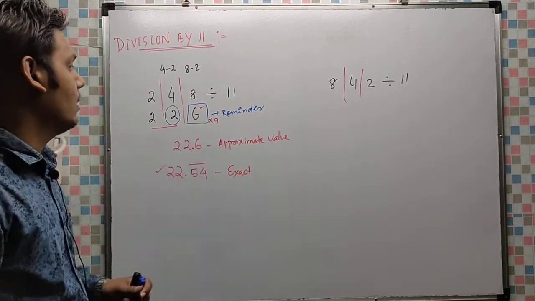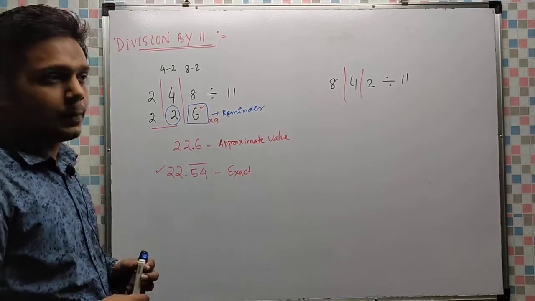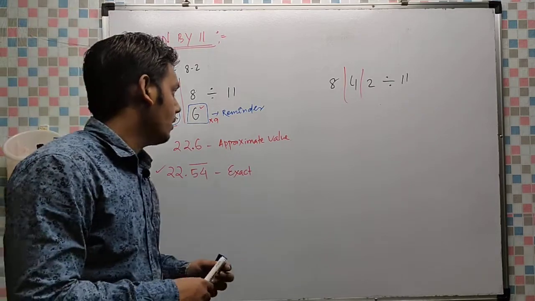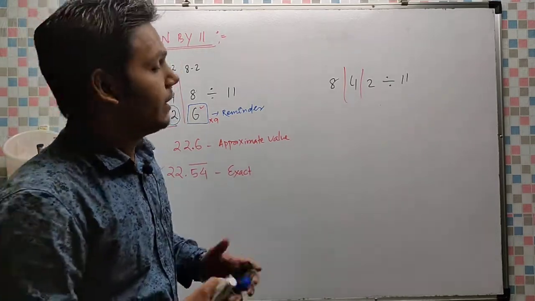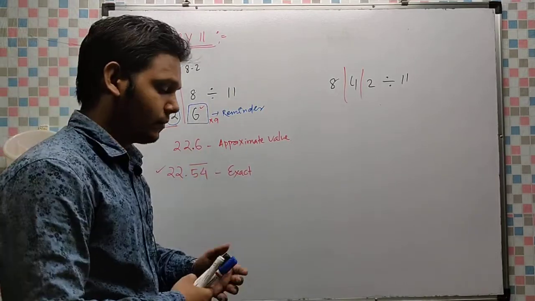Otherwise, simply keep the last digit after decimal, that means the remainder after the decimal. That is also correct. That is the approximate value, and that will be considered the right answer also. So you can follow this one also.